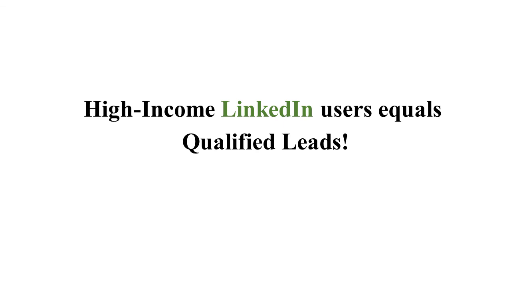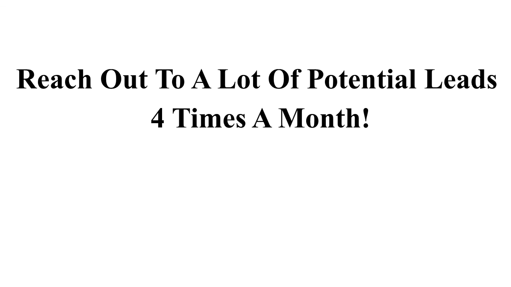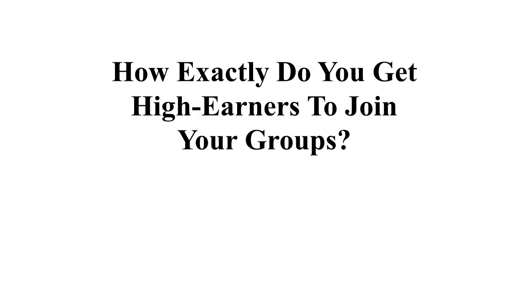equals qualified leads. Okay, remember that as a group owner, LinkedIn allows you to send messages and announcements to your members once a week. Now, picture this: if you create 30 groups, each with only say 200 members, which I will teach you how to do. 200 members, that's conservative. How many people would you be able to reach out to weekly? That's about 15,000 individuals. You'd be able to reach out to a lot of potential leads 4 times in a year. Remember, you can post to your groups, but you can send a message to your groups once a week.